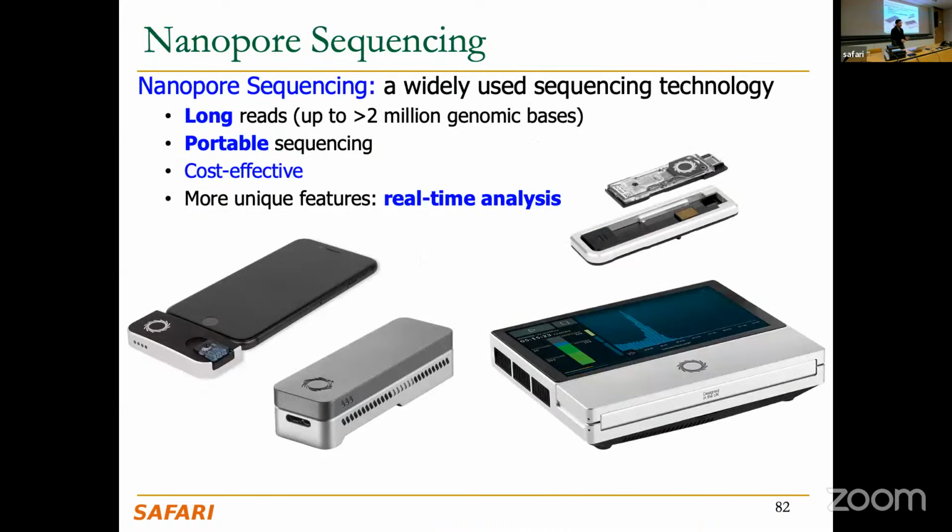So I'll quickly describe how one of these sequencing technologies works, in particular, nanopore sequencing. Nanopore sequencing is a widely used sequencing technology in the field. It can generate long DNA fragments or reads up to 2 million bases. Remember, a human genome is around 3.2 billion bases. This also offers portable sequencing. Some sequencers are really huge, almost the size of this small part of the room, but some are extremely small, so that they can fit in your hand. They are relatively cost effective, and they provide some unique features such as real-time analysis.